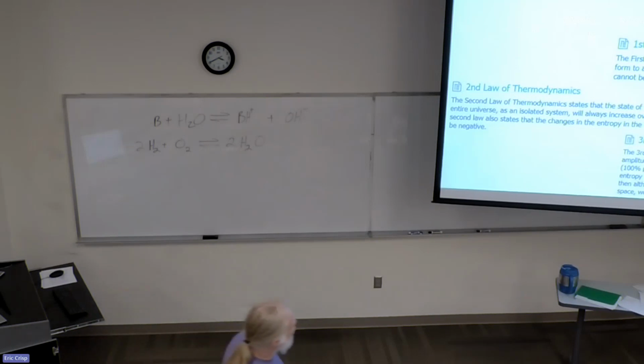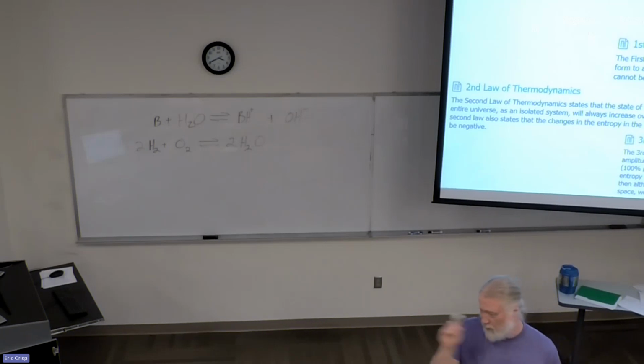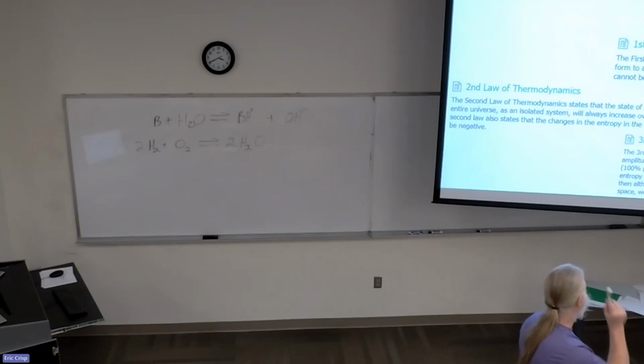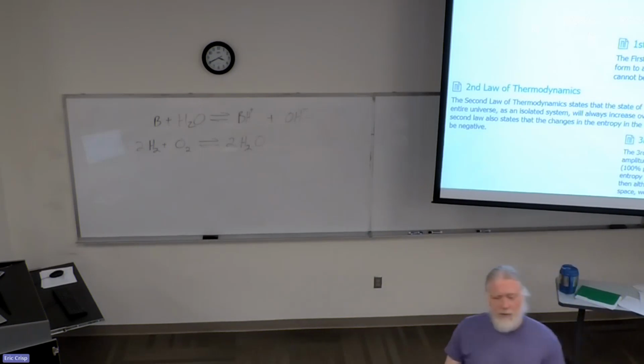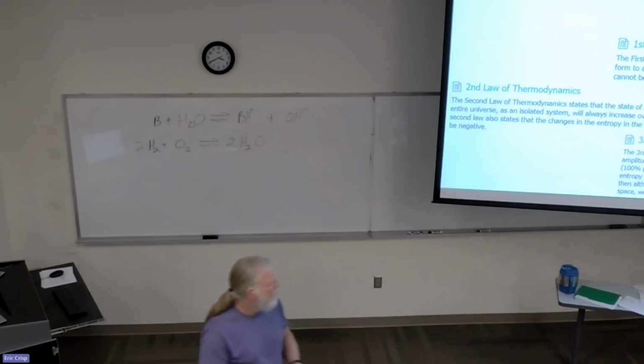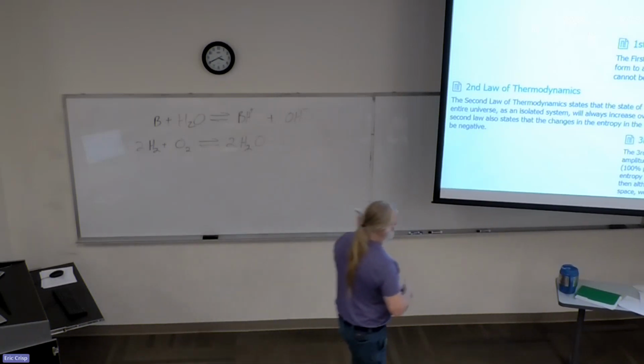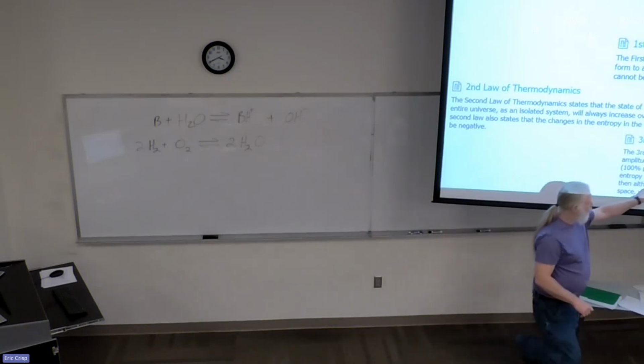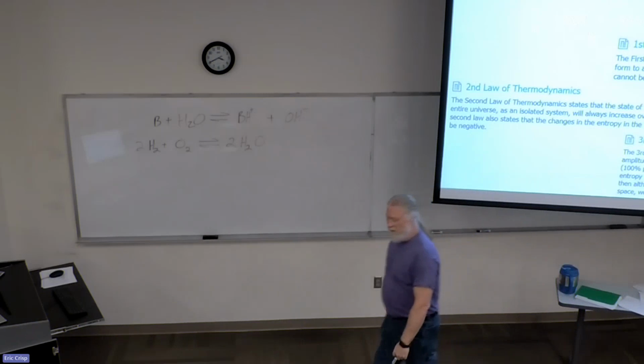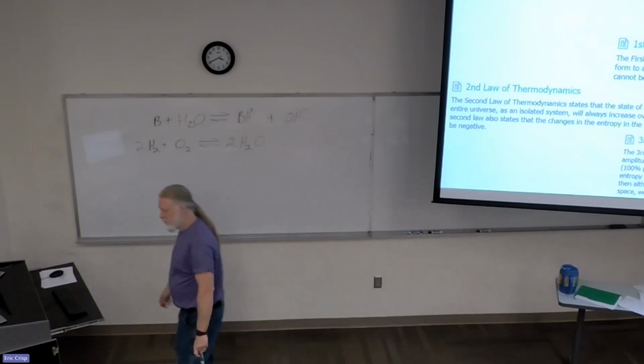So, first law of thermodynamics says that you cannot create or destroy energy. You can only transfer it around. And then the second law says that entropy always increases. The third law is what we were just doing, where we set up a perfect crystalline structure at absolute zero, and we call that zero entropy.